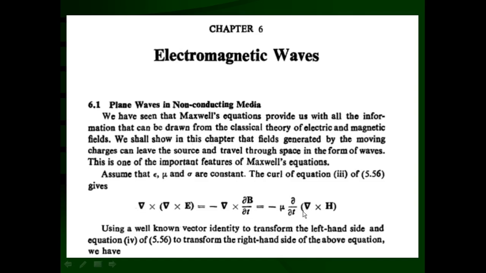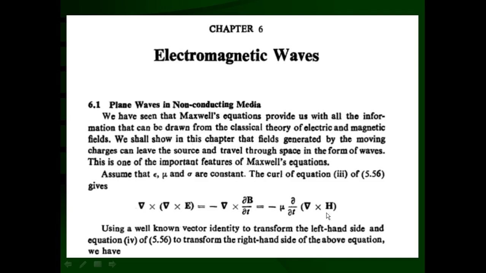And what is the curl of H? From Maxwell's fourth equation, Ampere's law, which was modified, curl of H is equal to current density J plus displacement current density del D upon del T. That can be substituted on this side. So minus mu del T of current density J plus del D upon del T.